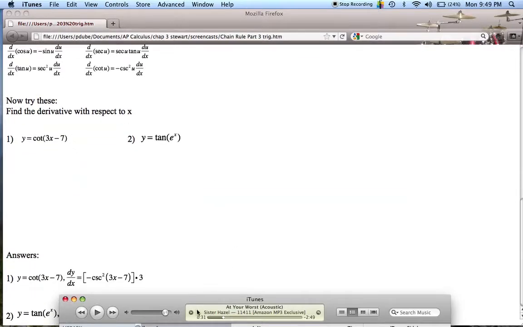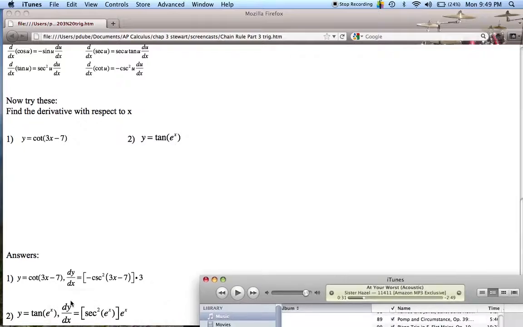The first one is cotangent of 3x minus 7. The derivative of cotangent is negative cosecant squared. So I get cosecant squared of 3x minus 7. I keep the argument the same. And the derivative of the 3x minus 7 was 3.